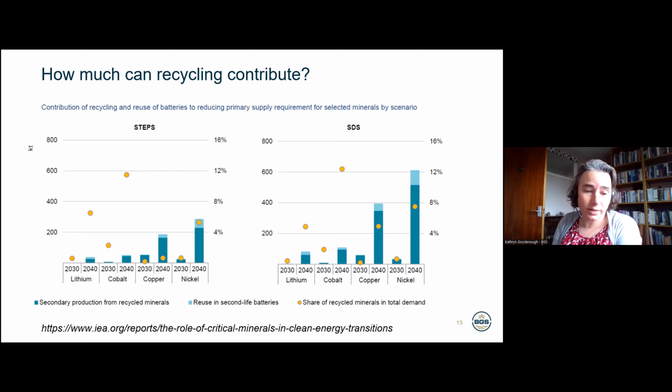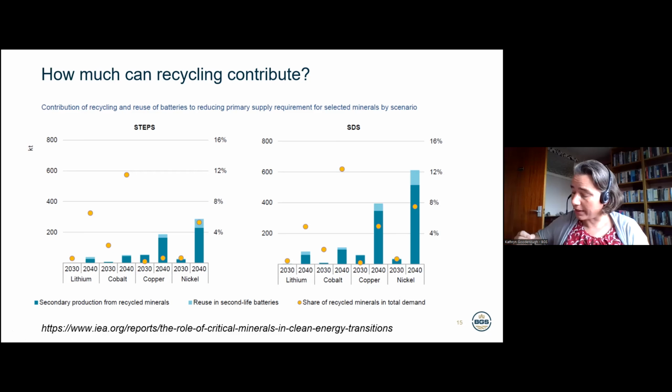Even by 2030, the amount of electric vehicles that are going to be coming back into being recycled is pretty small. And in fact, again, the International Energy Agency has done this research, and these diagrams are not the clearest, but the point here is, if you look at the yellow dots, those are the share of recycled minerals in total demand across 2 different scenarios. And what you can see is that at absolute best, maybe by 2040, we might be providing about 12% of the cobalt demand by recycling, rather less for lithium, for copper, and for nickel.